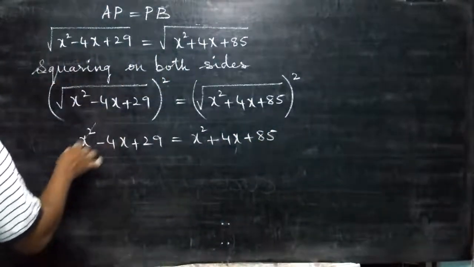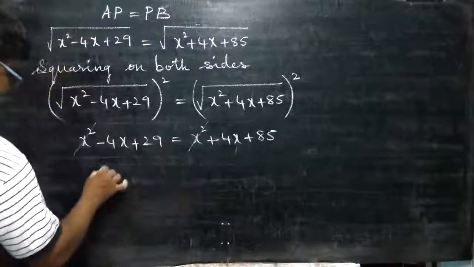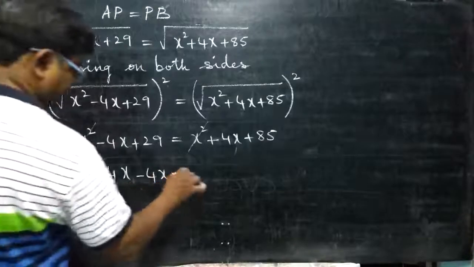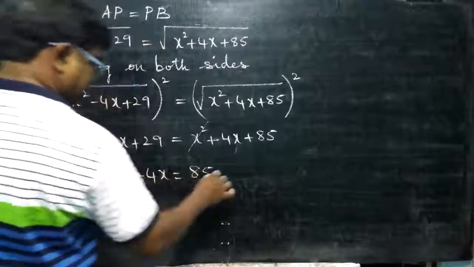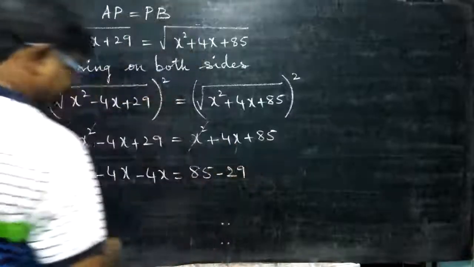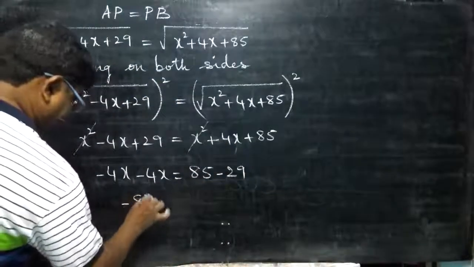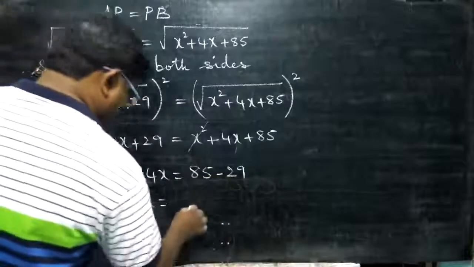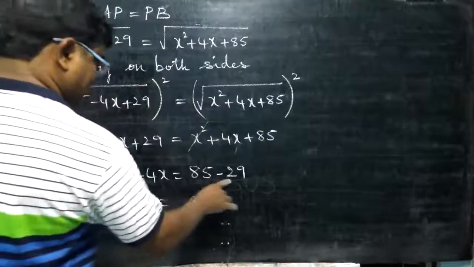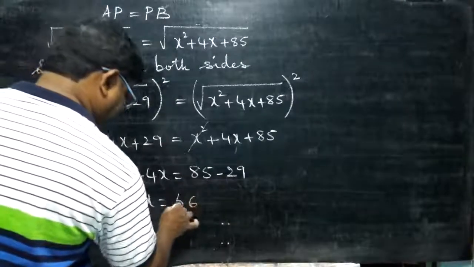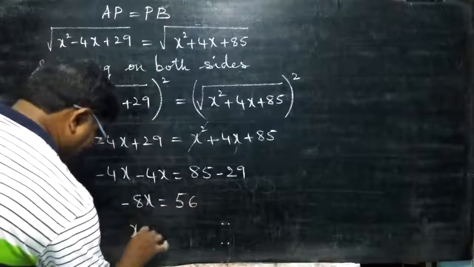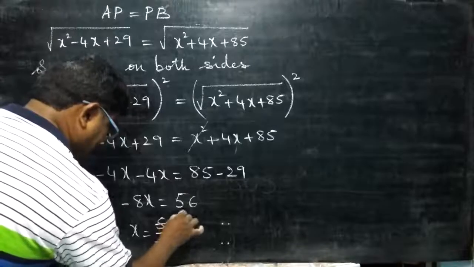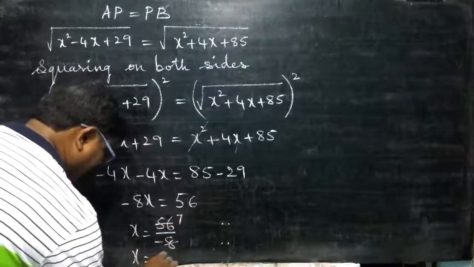Here x square gets cancelled. Minus 4x, because plus comes from right to left is minus 4x. 85 plus 29 going from left to right is minus 29. Minus 8x is equal to 29 minus 85, which is minus 56. Now we want x. x is equal to 56 by minus 8. It goes 7 times. So x is equal to minus 7.